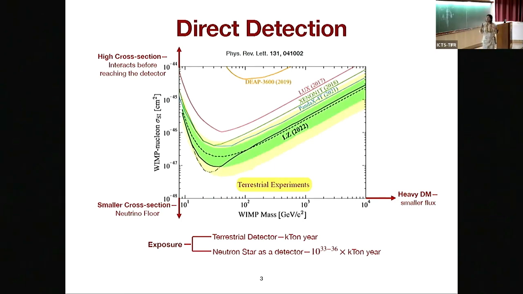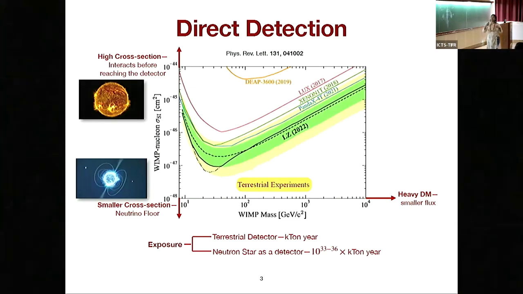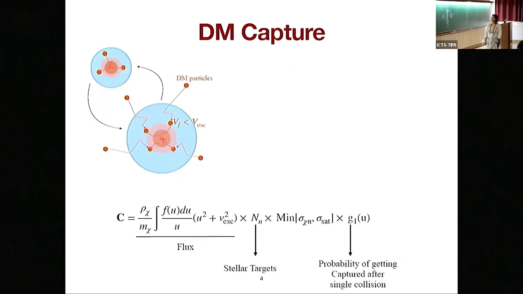Now, if we look at celestial detectors, the sun, earth, neutron stars and so on, then we are like 33, 36 orders of magnitude better at probing dark matter. For the smaller cross-section regime, we need neutron stars, whose escape velocity is very high, so that dark matter particles, although very loose and weakly interacting with the standard model, can get captured. But the sun, earth or other stellar objects can do better in the higher cross-section regime. So I will talk about another probe that we can explore using gravitational wave detectors.